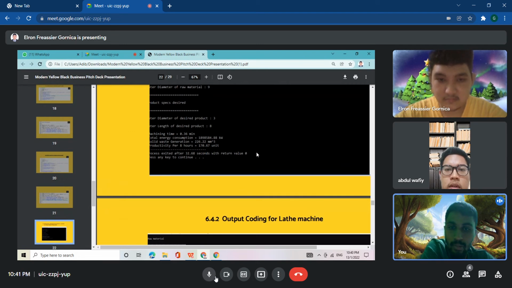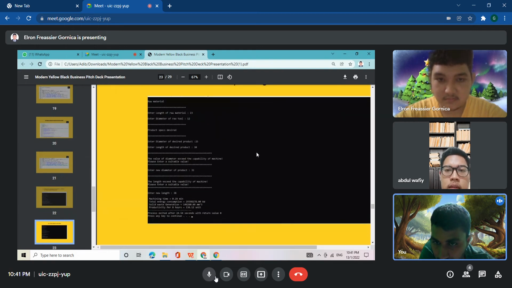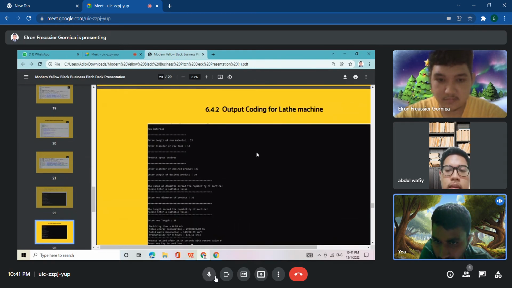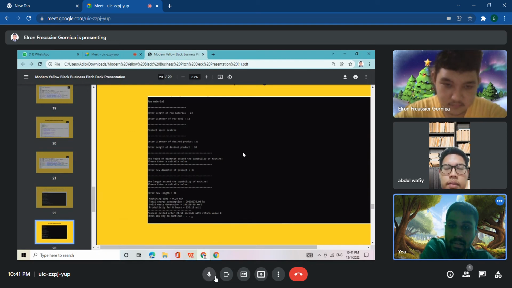Next, we see the output coding for the lathe machine. Here the machining time is 0.828 minute. Total energy consumption is 29398278.00 kilowatt. Solid waste generation is 146260.09 millimeter per cube. Productivity per 8 hours is 136.12 unit.